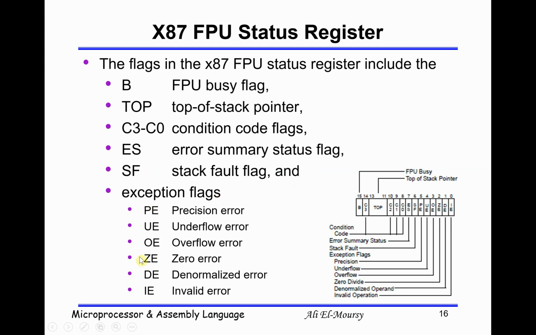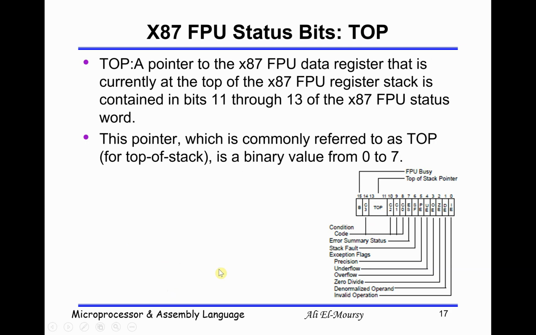The exception flags, as you can see here, are a new set of flags that indicate whether one of those errors is happening or not, in order to allow you to take care of one of those 6 different errors while you are doing floating point calculations. We will discuss each of those separately in the following set of slides.